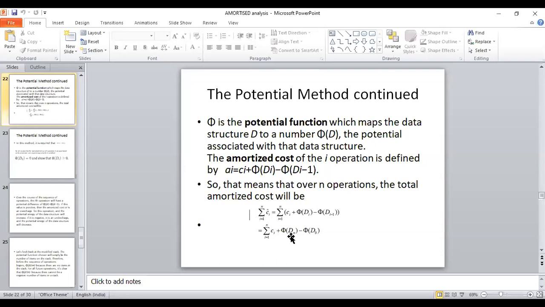Dn means we are considering the data structure after the nth operation, where D means data structure. D0 means the initial data structure. The difference is added to Ci for all the i values, which means for all the operations. We are summing up to get the total amortized cost.